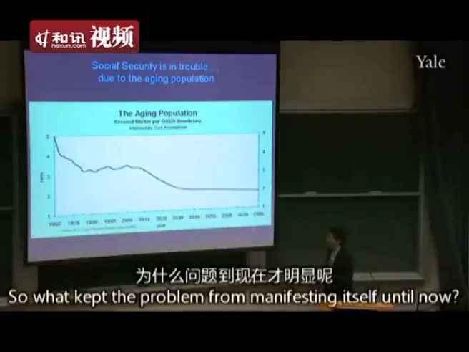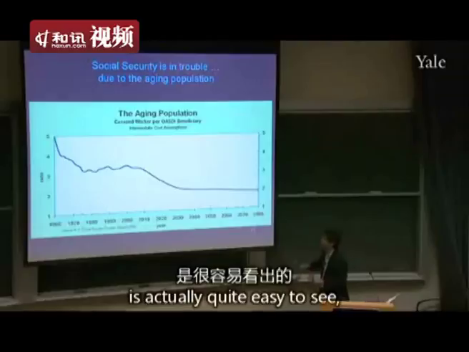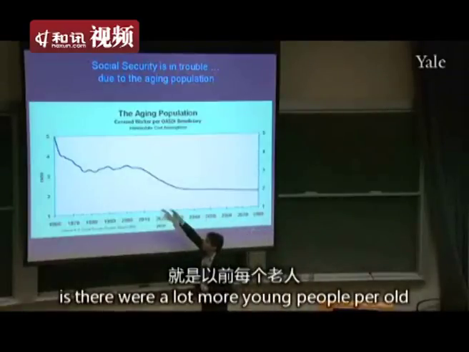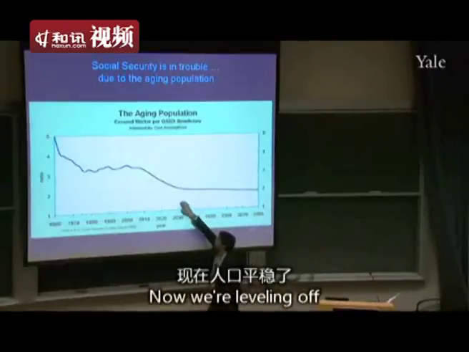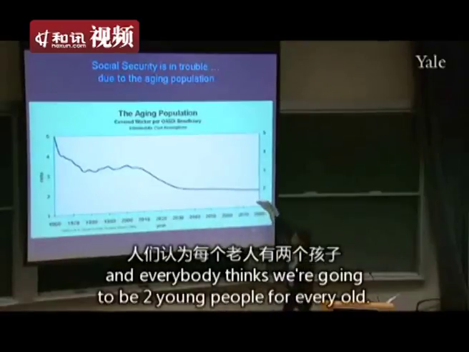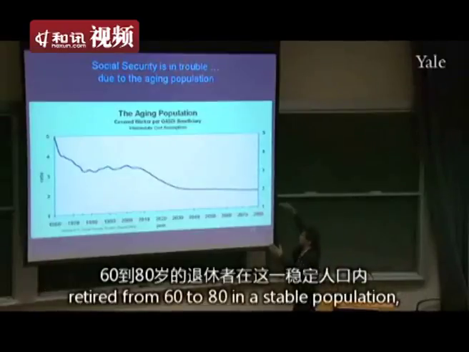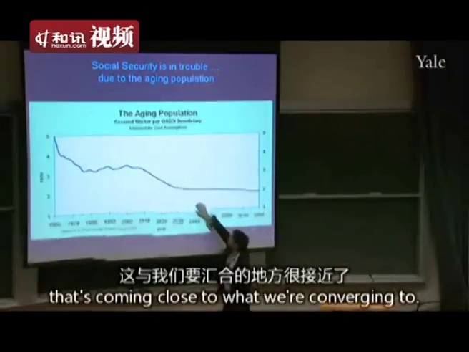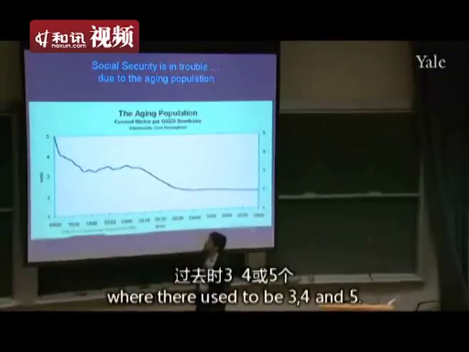So what kept the problem from manifesting itself until now? Well, what kept the problem from manifesting itself till now is actually quite easy to see. There were a lot more young people per old in the historical generations, and now we're leveling off, and everybody thinks there are going to be 2 young people for every old. The story I sort of told, working from 40 to 60 and retired from 60 to 80 in a stable population, is what we're converging to. So there are going to be 2 young for every old, where there used to be 3, 4, and 5.